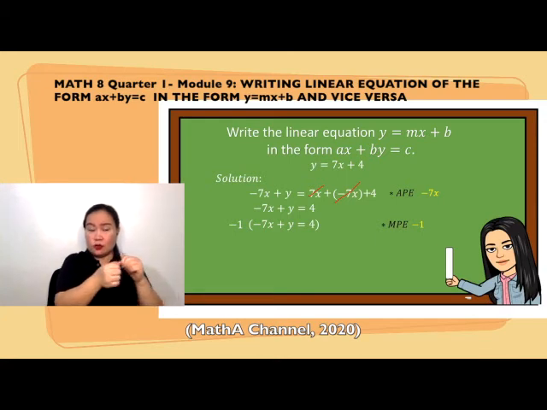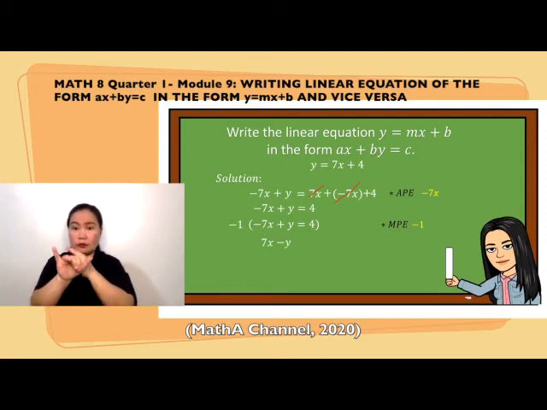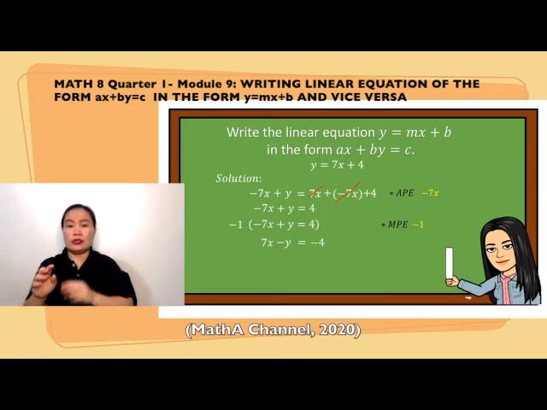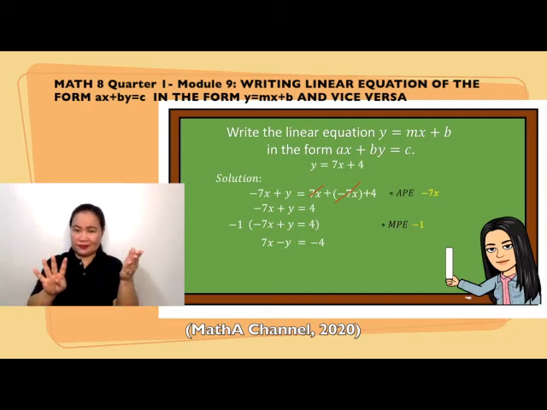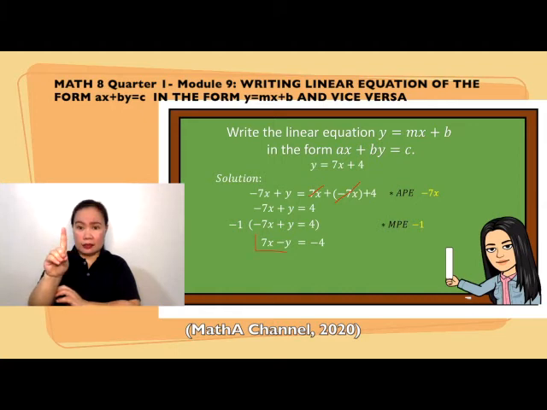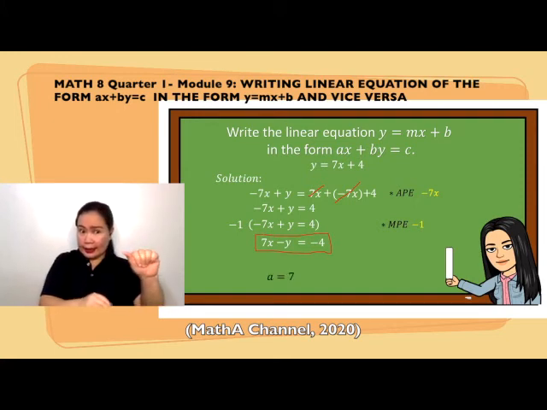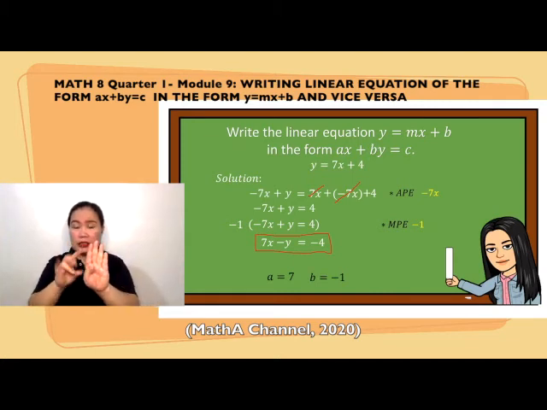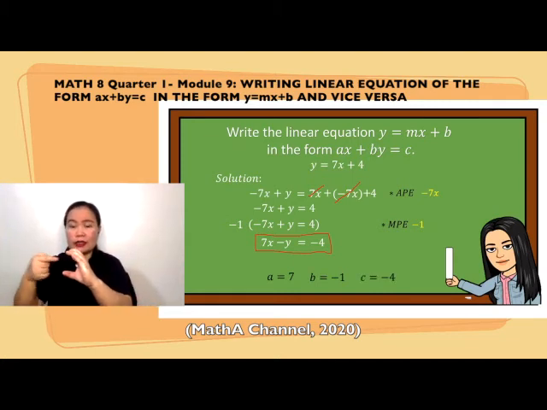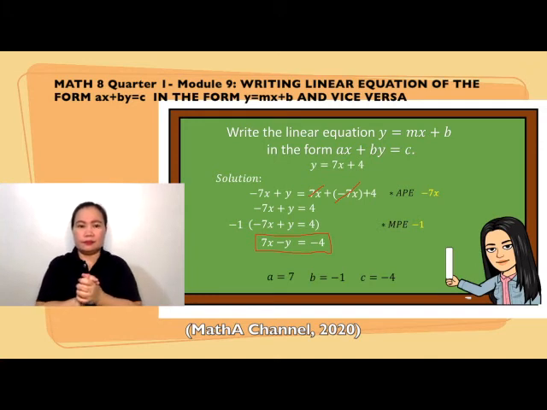So, let us multiply. Negative 1 times negative 7x will result to positive 7x. Negative 1 times y is equal to negative y, equals negative 1 times 4 equals negative 4. As you can see, this is already written in standard form, which is ax plus by equals c. So, what is the value of our a? a is equal to 7, b is equal to negative 1, and c is equal to negative 4.